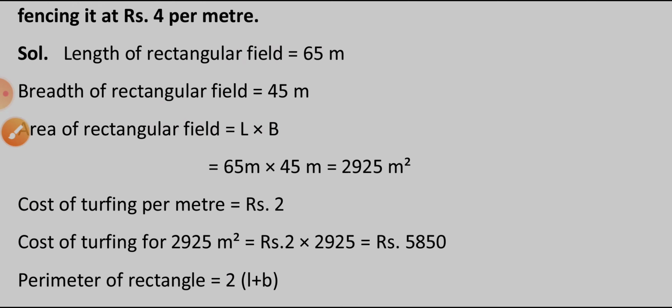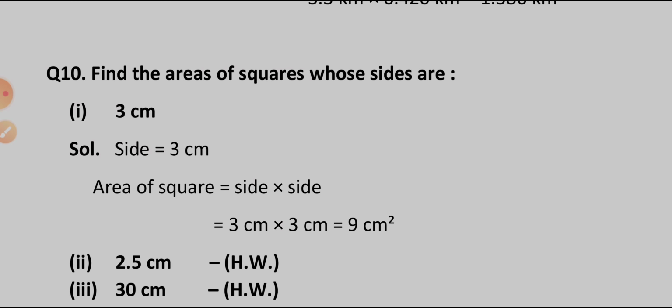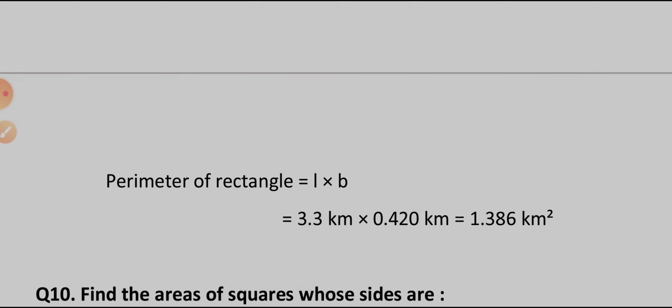So we will cover only this many questions from our chapter 10. After that we can solve extra questions if you want. So I hope you all have understood what is perimeter and area of the given figures, the rectangle and square. So we'll see the next chapter in the next class.